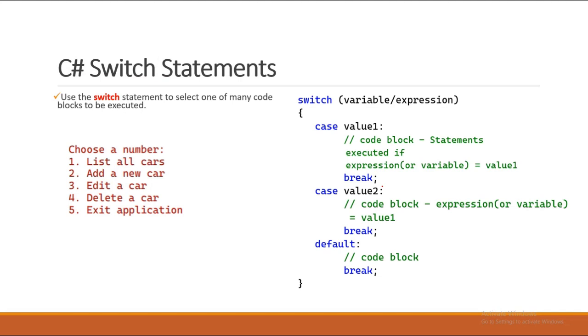Switch case is also something you can use in C sharp. Use the switch statement to select one of many code blocks to be executed. If you have more selections and more options to choose from, you can use switch case. It starts with the switch keyword, and in the parentheses there is a variable. It can be a variable or an expression, and it will check the variable or expression.